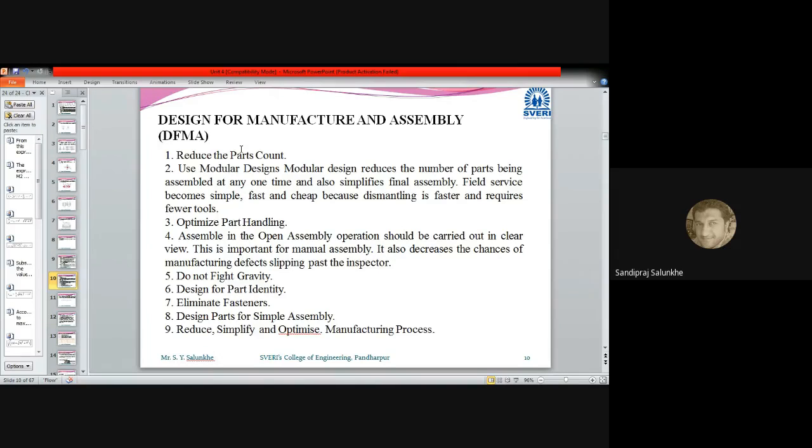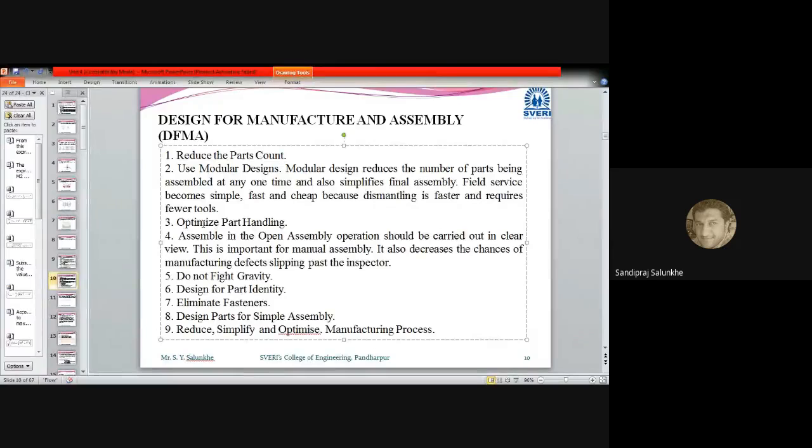As far as possible, we have to reduce the number of separate parts, that is, the part count. Then use modular design, that is, use standard material, being assembled at one time. That is called modular design, when a number of parts are assembled at a time, and it also simplifies the final assembly. Assembly should be simple.